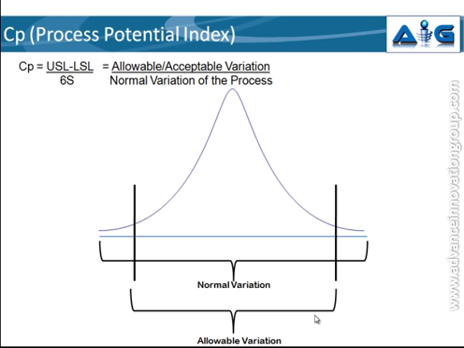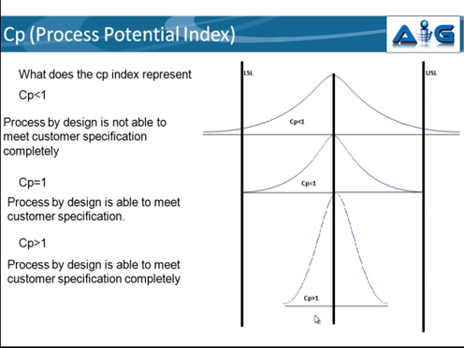Okay, so now let's go to the next slide. In this slide, I'll try to explain what CP tells us. What do I mean when I say CP is equal to 1, or CP is less than 1, or CP is greater than 1, right? So first situation, when CP of your process is smaller than 1.